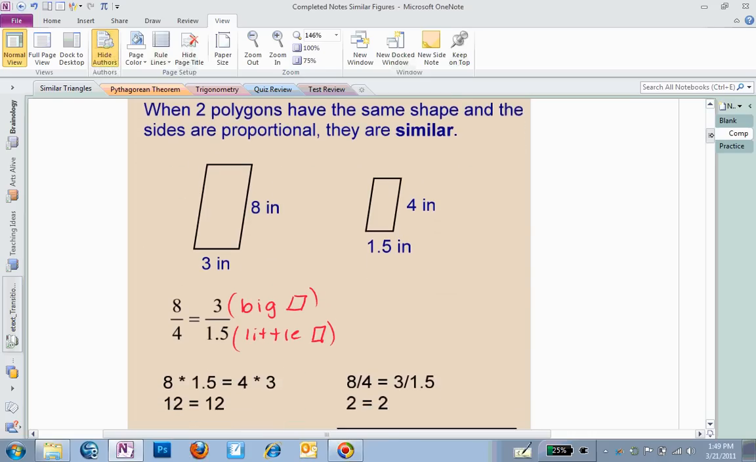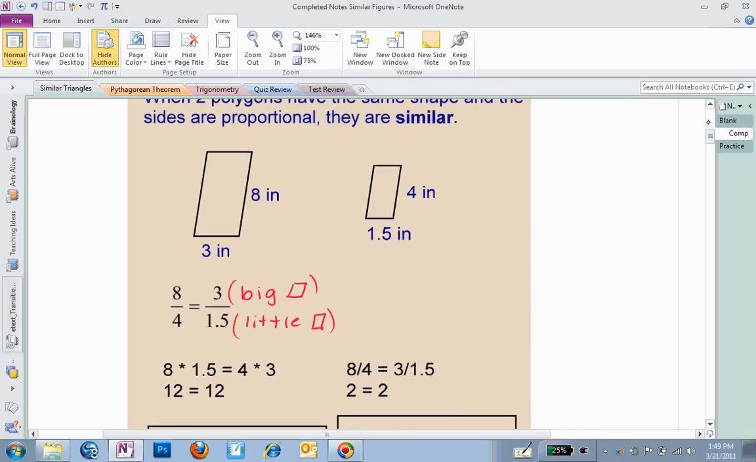Now there's a couple ways we can look at this. We can look at this as the 4 times 2 equaling 8 and the 1.5 times 2 equaling 3, so that we're multiplying by the same number for all of our sides of the little figure to get the big figure. Another way to look at it is with a proportion where we say 8 is to 4, so this big side is to the big side on our smaller figure, as 3 is to 1.5.